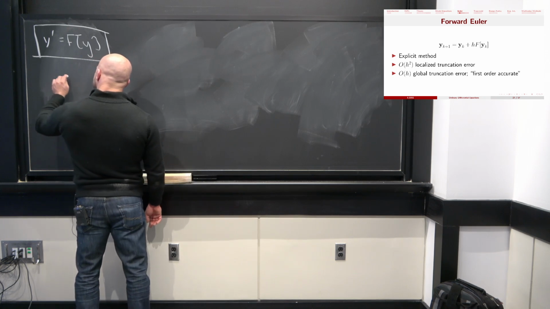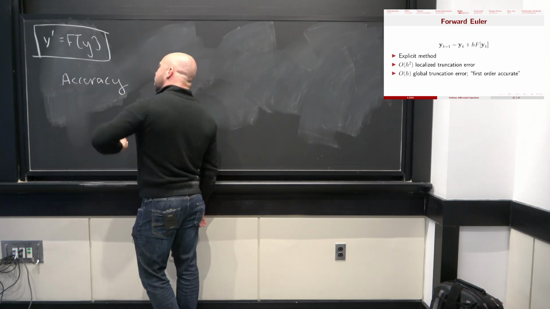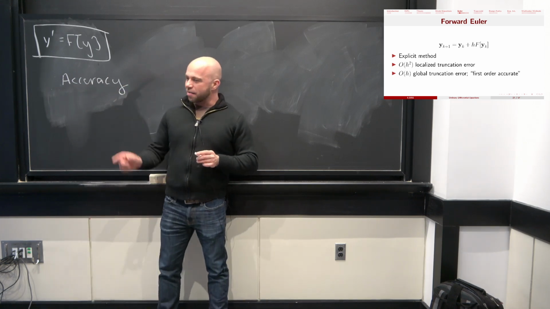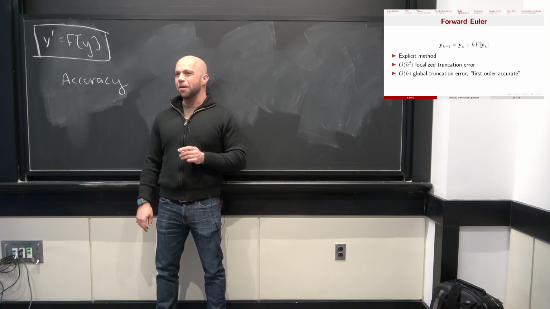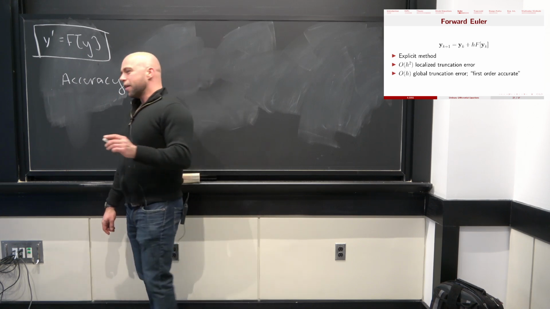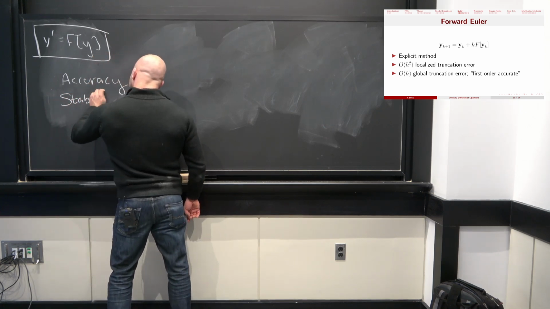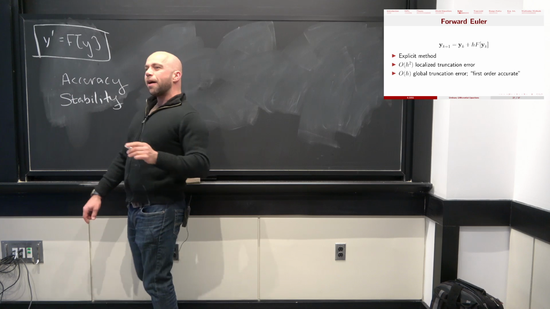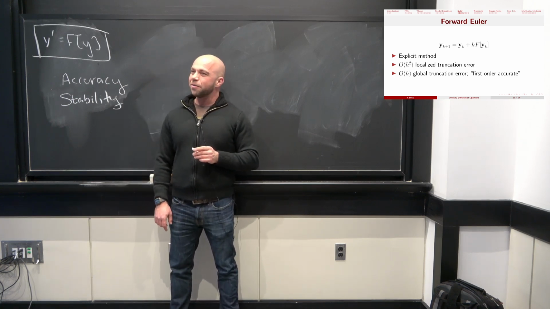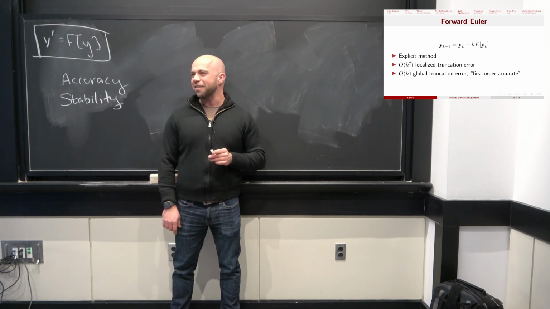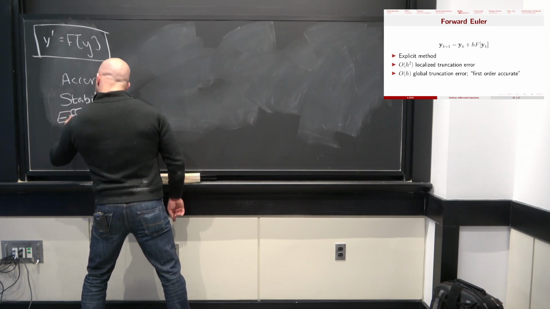One of them is accuracy. As my time step goes to 0, at what rate does my approximation of the solution to the ODE approach the true solution? There's stability, which is, for a fixed positive time step h, does my thing explode if I run it long enough, or is it stable? Does it dissipate energy? Does it add energy? And then the third thing is efficiency.